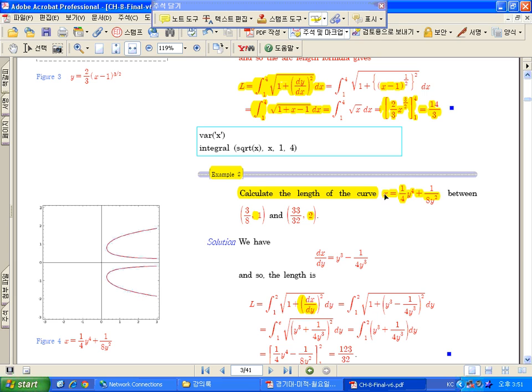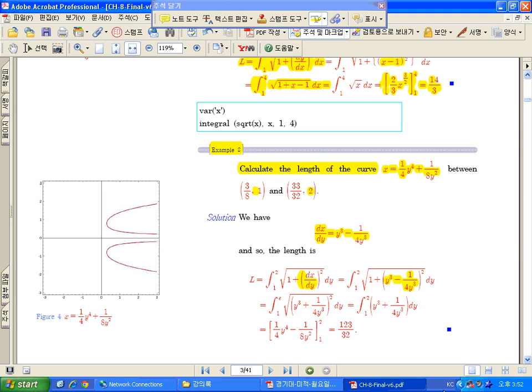From here, the first derivative of x with respect to y is y cubed plus the derivative of this one, which is minus 1 over 4 times 1 over y cubed. So all we have to do is substitute this dx/dy in here. That can be simplified as the integral from 1 to 2 of square root of (y cubed plus 1 over 4y cubed) squared dy, where the square and the root cancel, and this is a simple integral of this form, which gives 123 over 32.